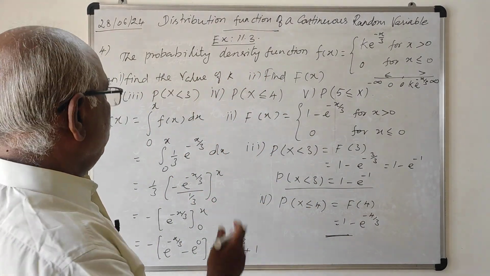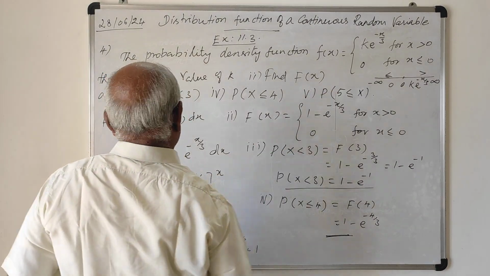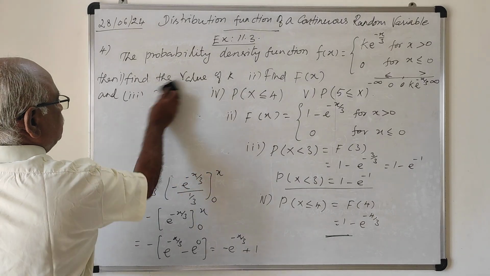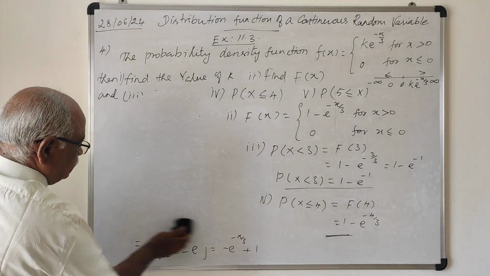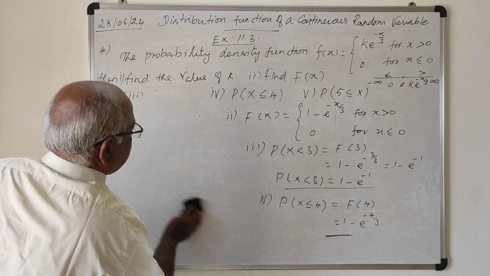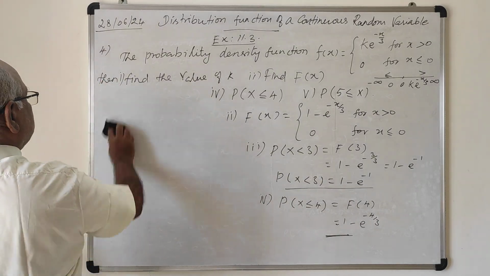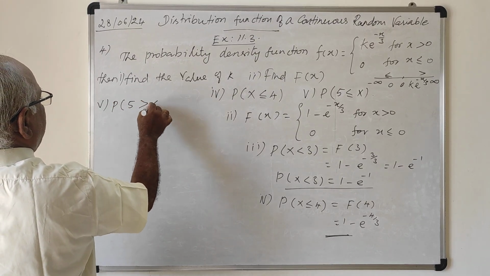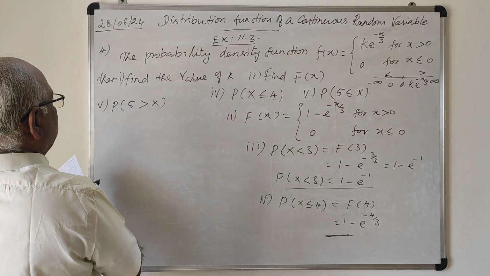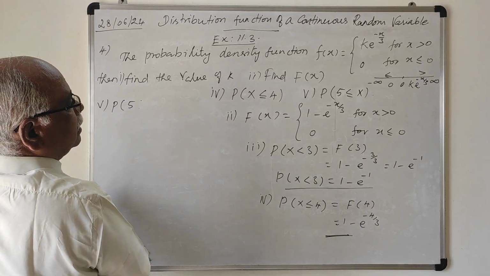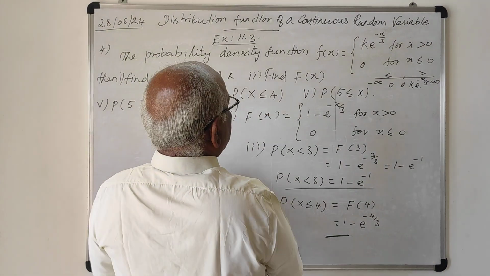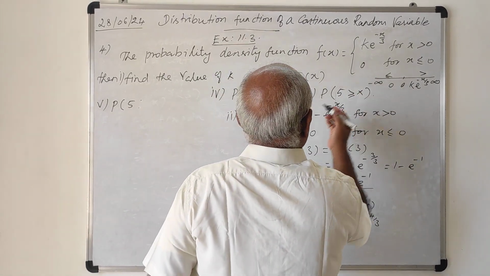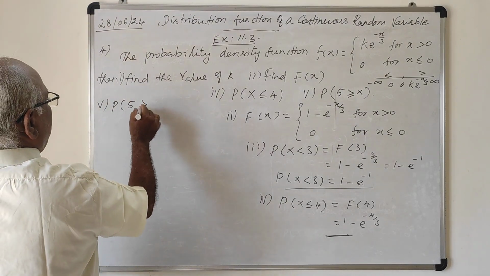And the fifth and final subdivision: probability of 5 greater than or equal to x. The fifth one is the probability of 5 greater than or equal to x, as given in the problem.